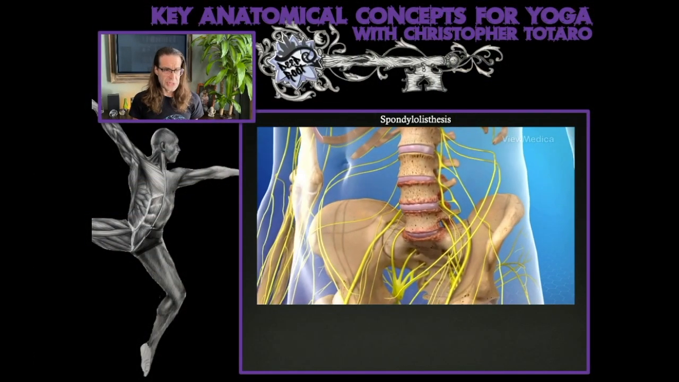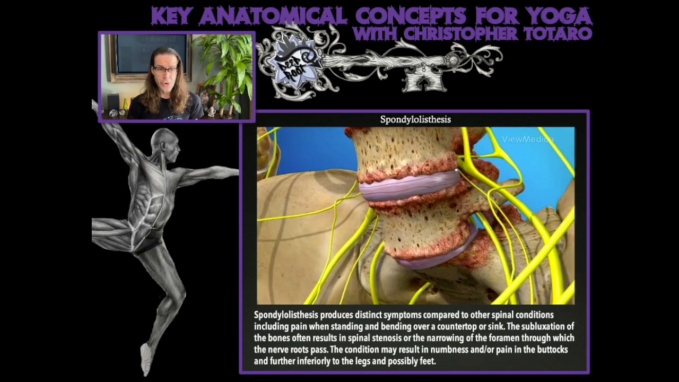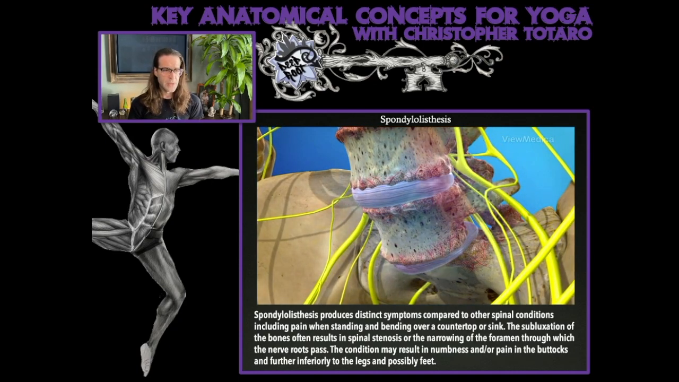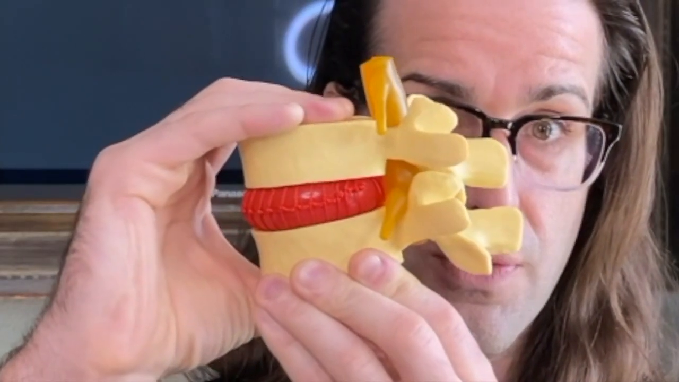Spondylolisthesis produces distinct symptoms compared to other spinal conditions, including pain when standing and bending over a countertop or a sink. The subluxation of the bones often results in spinal stenosis, which I mentioned before, which is a narrowing of the foramen through which the nerve roots pass. The condition may result in numbness and/or pain in the buttocks, and further inferiorly to the legs and possibly the feet. Under circumstances where there's a protrusion or a bulging disc, you can see that the disc might just press right up against that nerve root as it passes through the foramen as well.